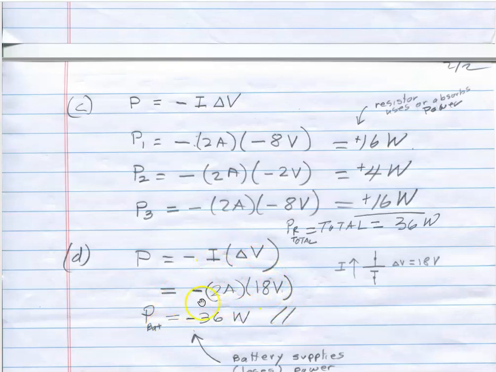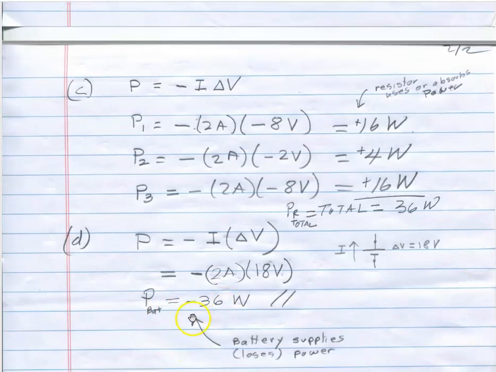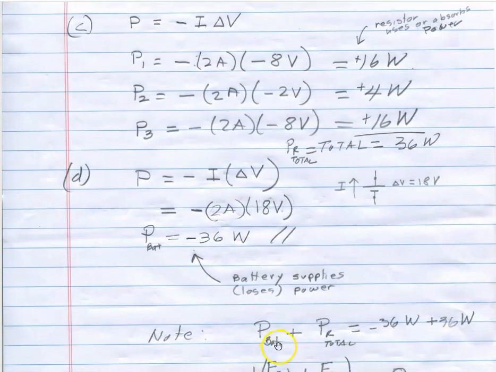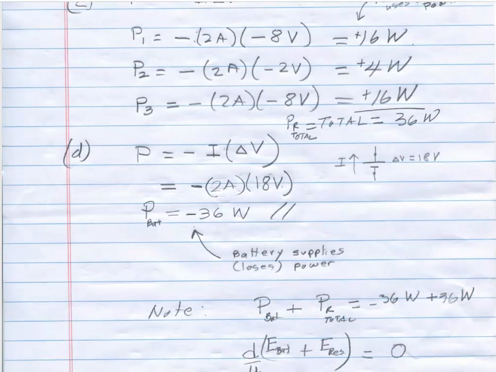Delta V is 18 volts, and I still have this minus sign, and so the battery is losing 36 watts of power. It's giving up that amount of power, energy per time, to the rest of the circuit. So here the negative sign indicates that the battery is discharging. It's losing energy per time by this amount, minus 36 watts. Note that if we add those two, the power lost by the battery plus the power gained by the resistors, I get minus 36 plus 36 watts, which is 0.